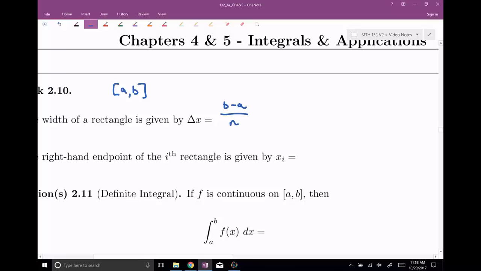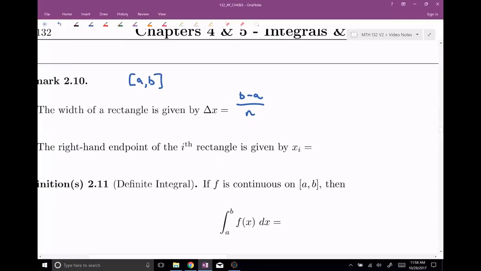So that's going to be the width of any given rectangle, and that's what we're going to call delta x. Now we need an equation for the right-hand endpoint of the ith rectangle. So the first, the second, the third, the fourth, all the way up to the nth rectangle, right? We want to be able to write down the formula.